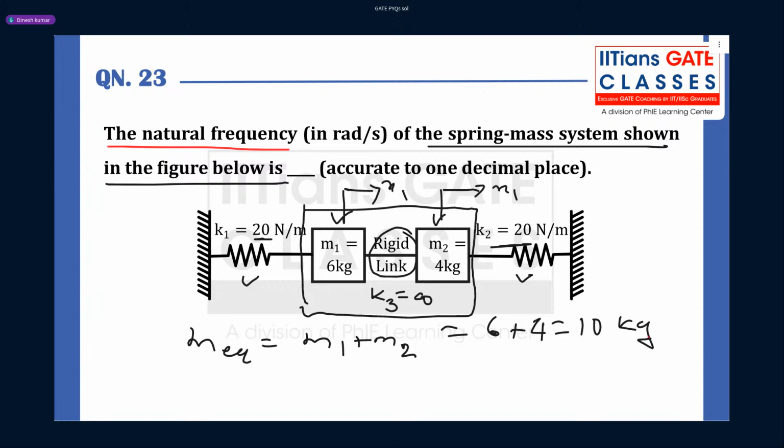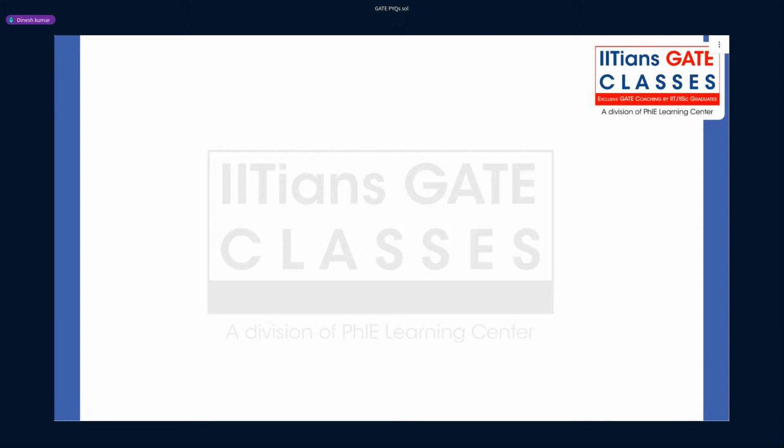Now what will be K equivalent? Yes, it is in parallel. So my K equivalent is K1 plus K2, which is 20 plus 20, so it is 40 Newton per meter. Now what is the natural frequency? Because you already know the K equivalent, and you also know the M equivalent.